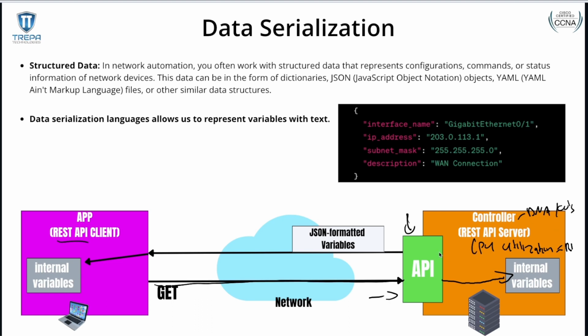It's then going to send it back in JSON format. So this API is going to convert the internal variable into JSON, send it back, and then this REST API client is going to parse through that JSON data and convert it back into its native format or native language, whatever that may be. But because both the controller API and this REST API client understand JSON, they can both still talk to each other.